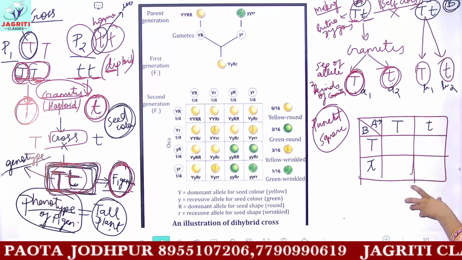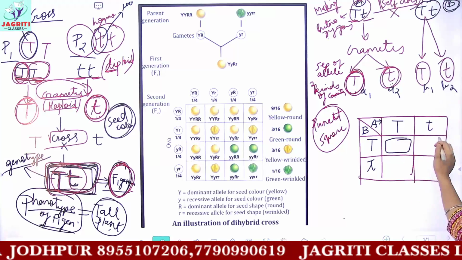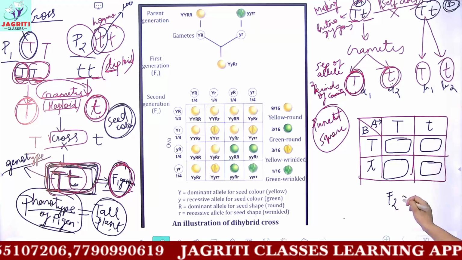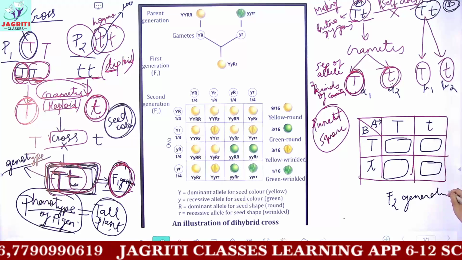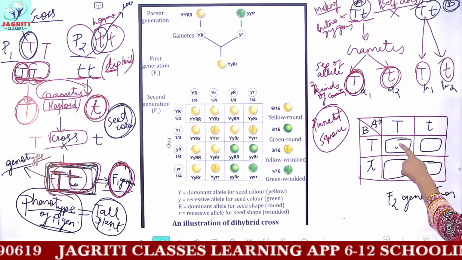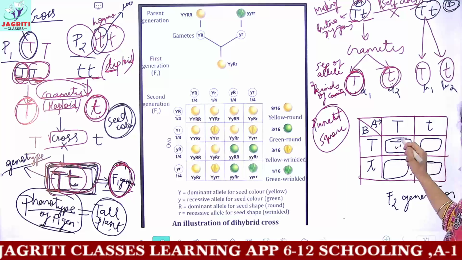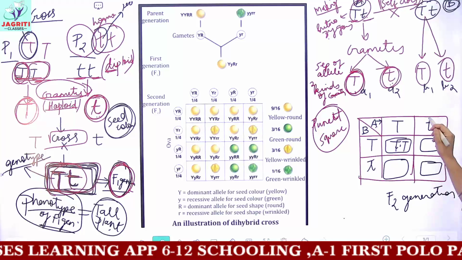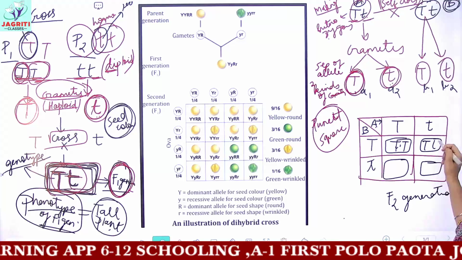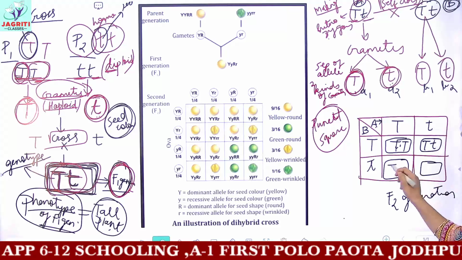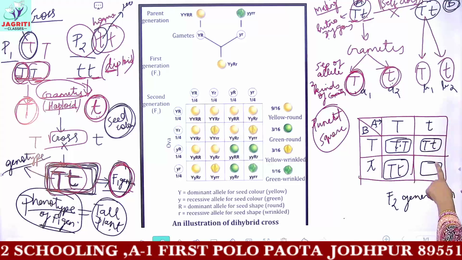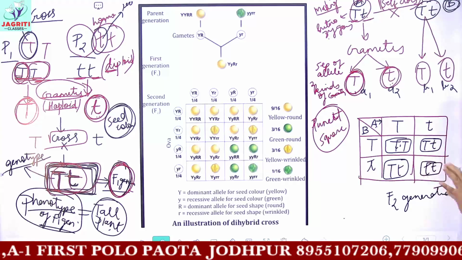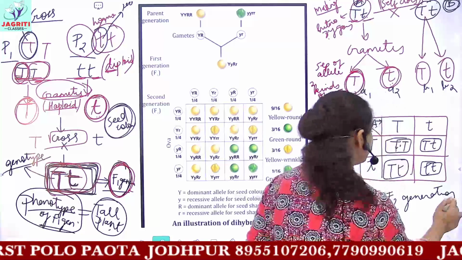Now we'll do the cross, and the values which come in these boxes give us the answer for the F2 generation. In this box you have capital T and capital T. In the next column you have small t and capital T, so we write capital T, small t. Then here capital T, small t, and in the last you get small t, small t. So these are the four different types of offspring we got for F2.